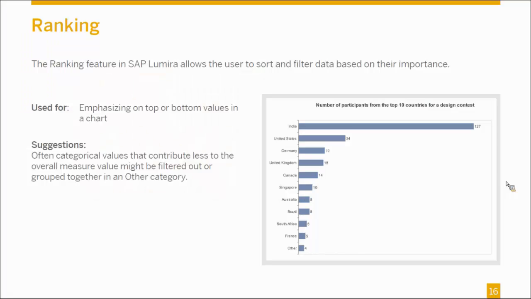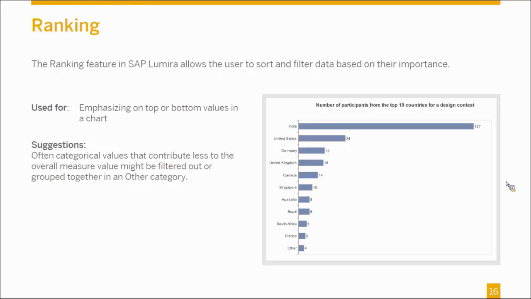Okay, next one is ranking. So I like to use the ranking features when I really want to emphasize the top or the bottom values in a chart or in a visualization. So in this case, on the right-hand side, we sorted the values based on the number of participants from different countries. And it really allows us to immediately see where most of the participants are coming from, as well as ranking is a great way to reduce the number of bars that are included in a chart.